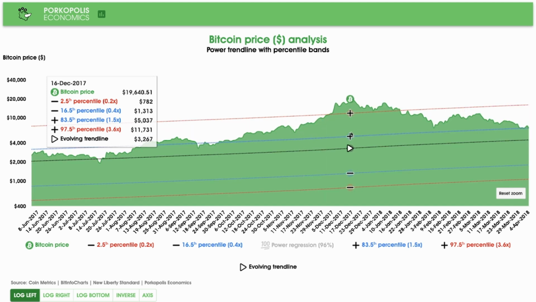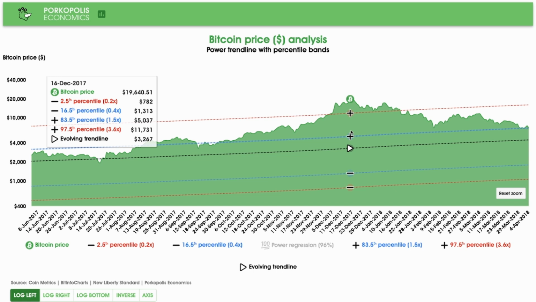Let's take the 2017 top. December 17th is right around here, the top in Bitcoin price. It hit 20,000 on plenty of exchanges, but the close I have here is actually the 16th of December, it was the top, so 19,640.